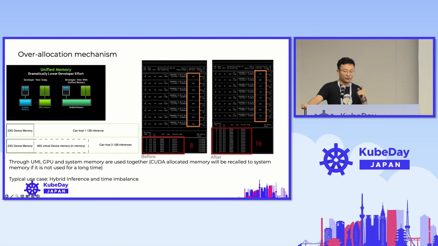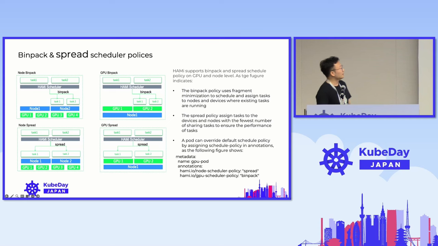One benefit of unified memory is that an inactive application's allocation will be swapped from GPU memory to host memory, so the freed GPU memory can run another active task. It's very helpful for allocating AI applications. And HAMi also supports flexible scheduling policies, such as binpack and spread, based on node and GPU device.